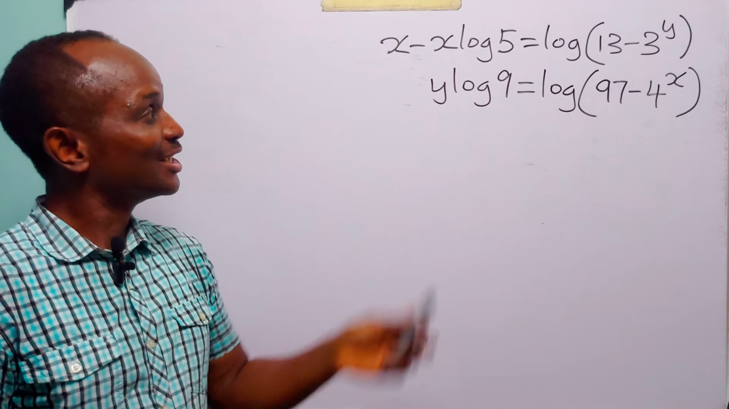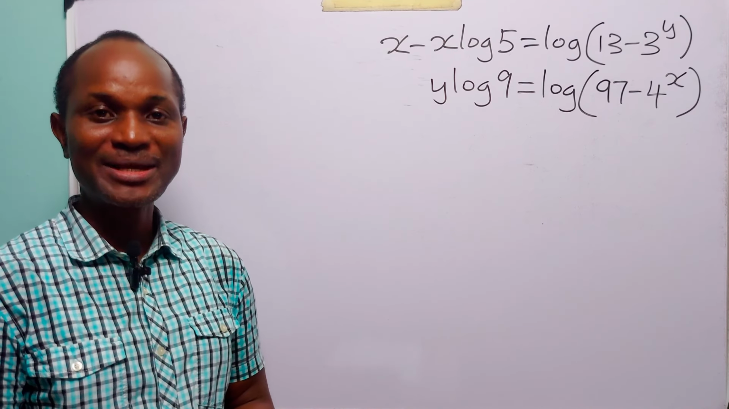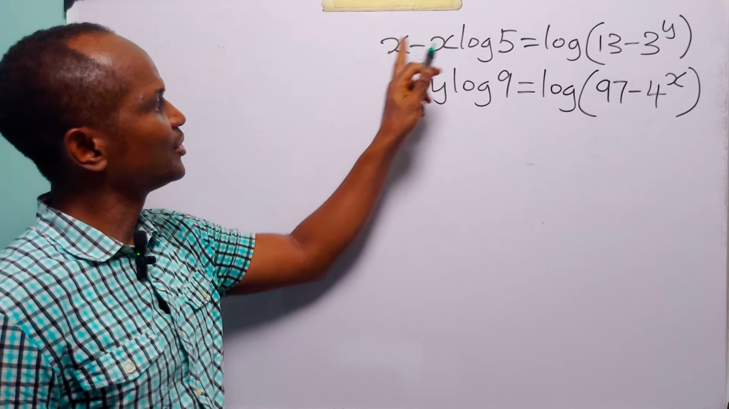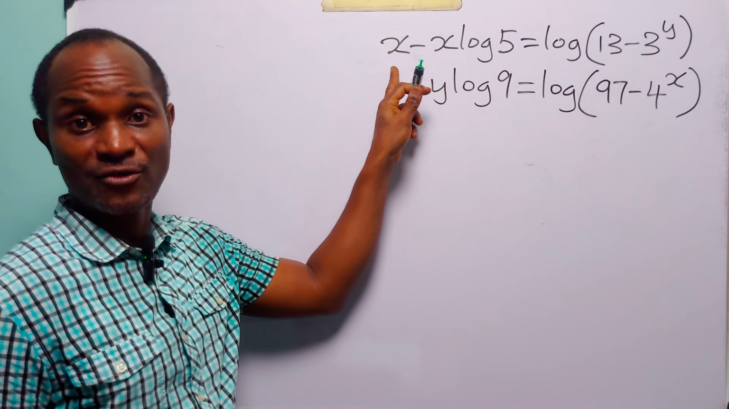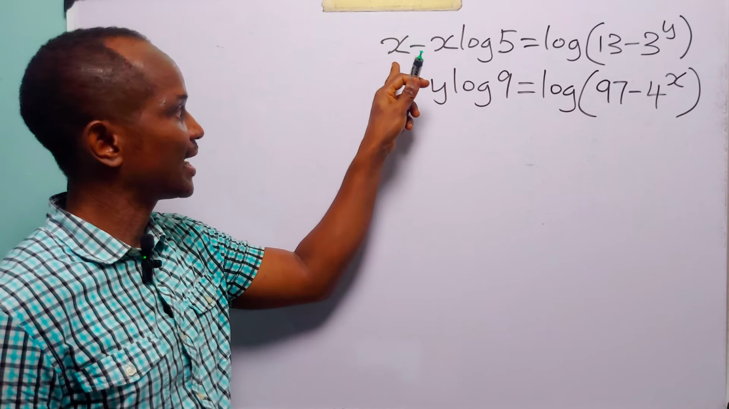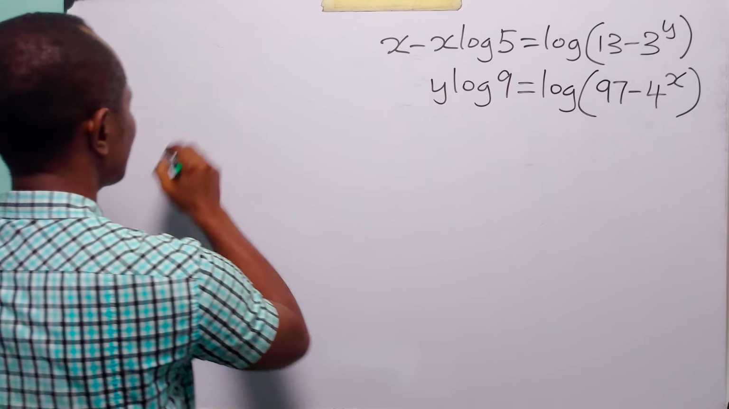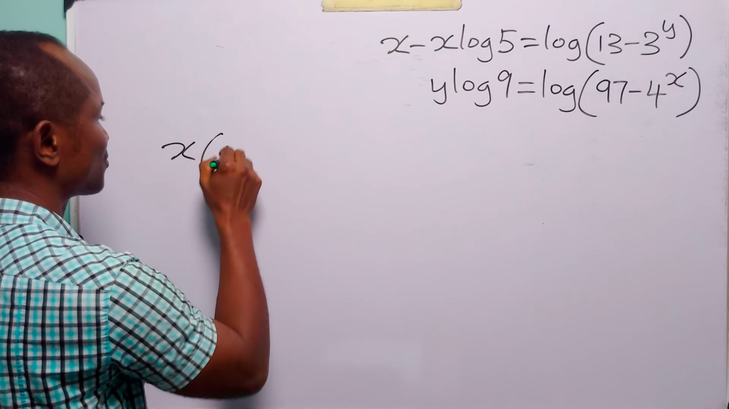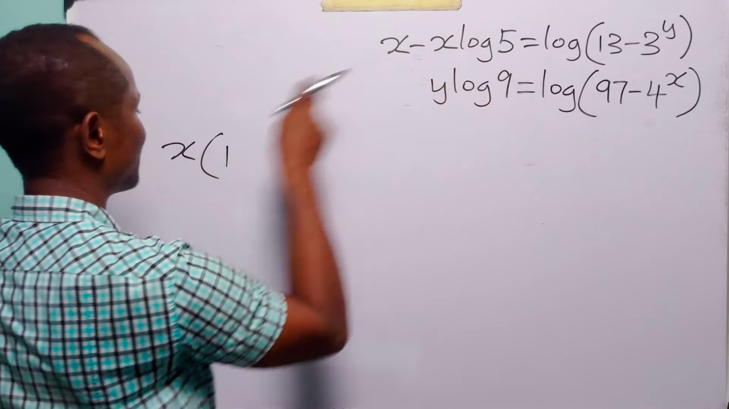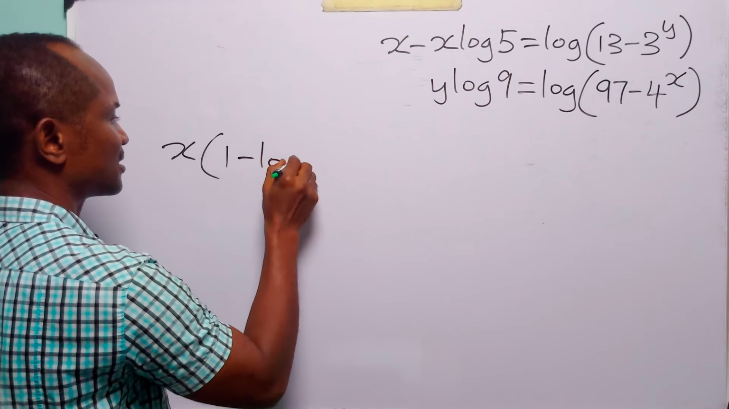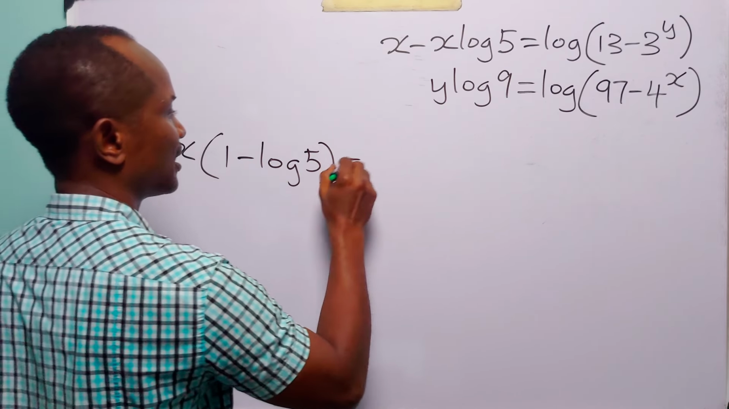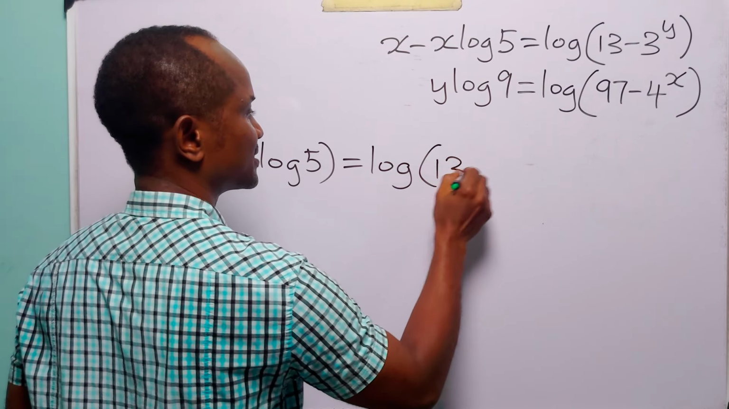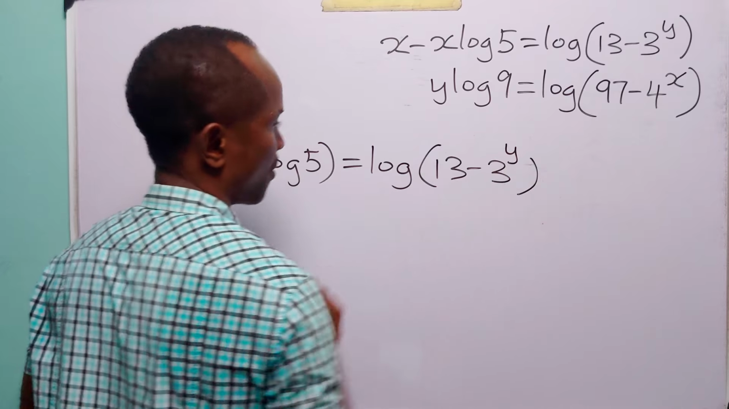Hello and welcome. To solve these two simultaneous logarithmic equations, let us start by simplifying the first equation. Now, when you look at these two terms on the left-hand side of the equation, you're going to see a common factor, x. So we can factorize this left-hand side as x into x divided by x is 1 minus x log 5 divided by x is minus log 5. And on the right hand side, we have log 13 minus 3 to the power y.